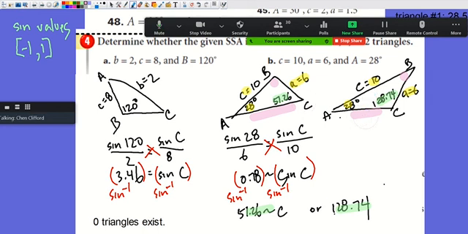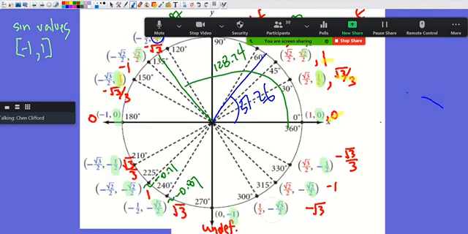The key thing to remember in this one is that for every angle that you get in quadrant 1, there's going to be a reflected angle in quadrant 2 that also shares the same sine value.